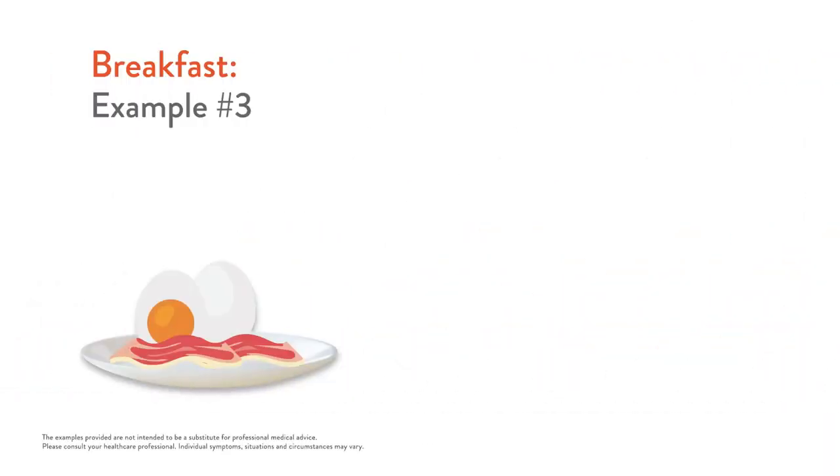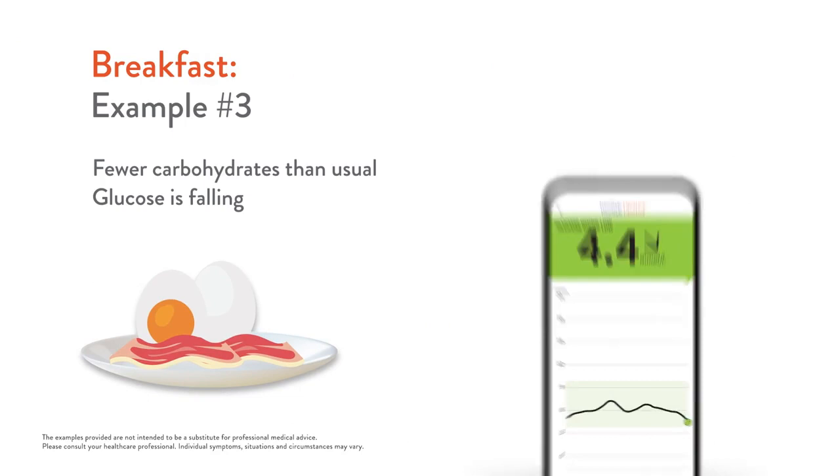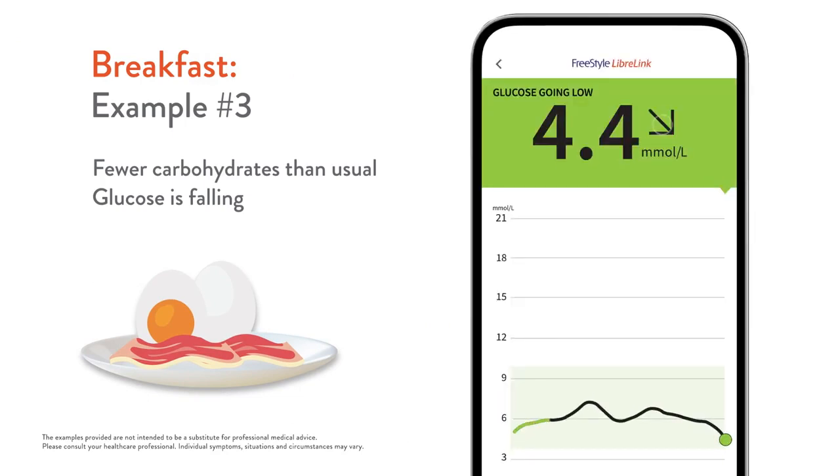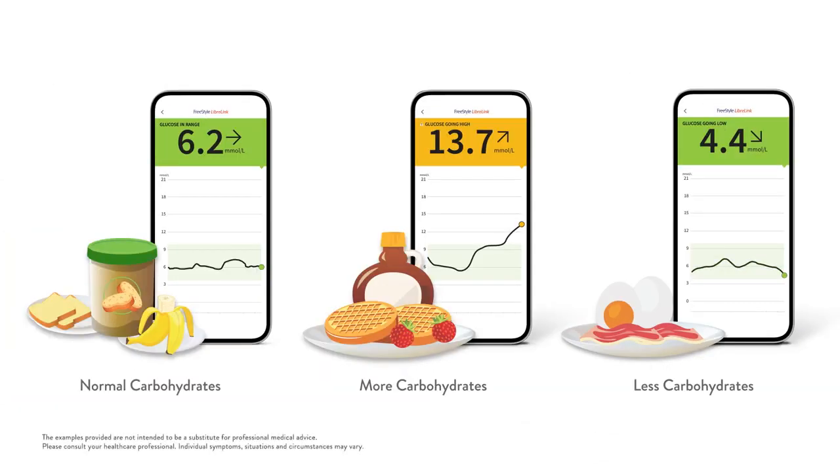Another day, you were out of toast, so you make yourself bacon and eggs. Lots of protein, but fewer carbohydrates. 2 hours later, you scan and your glucose is falling. Can you see how the amount of carbohydrates can change your readings?